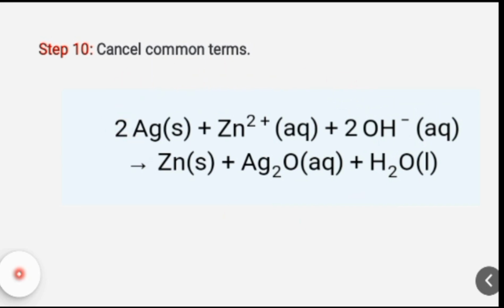Now, this equation is a base because our OH minus is still here. If only we add an H plus proton on the left hand side to neutralize this, it's going to give us a neutral equation, but we don't have an H plus. That's why it's a basic equation.